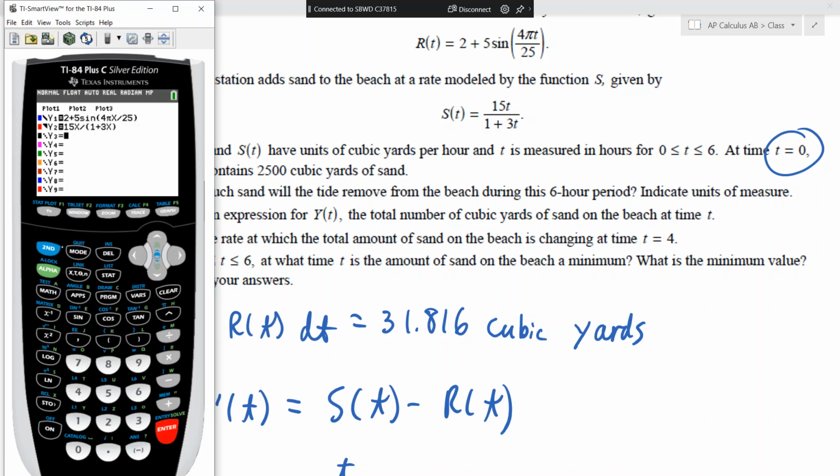Boom. Everybody good? And then I need to know what's vars. I want y2 first, right? I want y2 of 4 minus vars y1 of 4. We get negative 1.909.